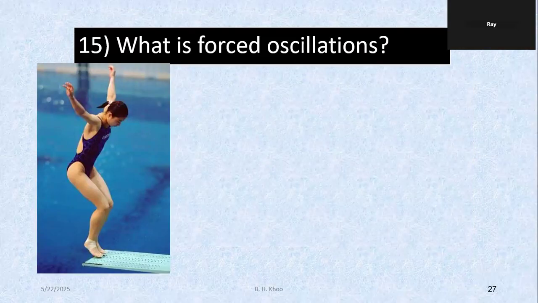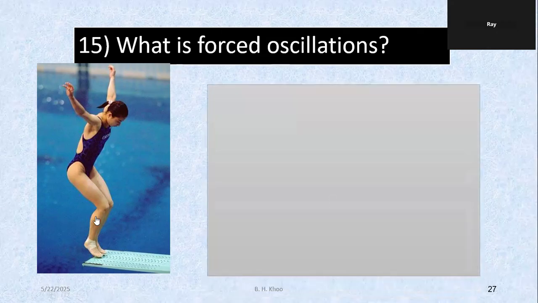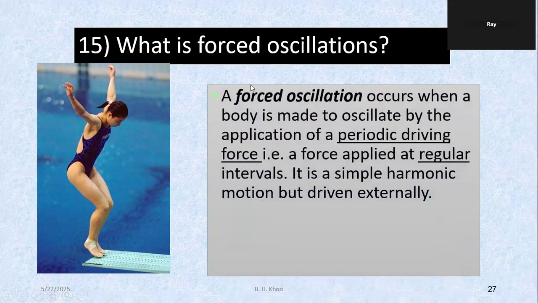What is forced oscillation? This girl is performing forced oscillation. Memorize. No choice. Forced oscillation occurs when a body is made to oscillate by the application of a periodic driving force. Key is periodic driving force. That means the force follows: push, let it come back and push again. That's a simple pendulum. Periodic. There's a force applied at regular intervals. It's a simple harmonic motion, but driven externally.